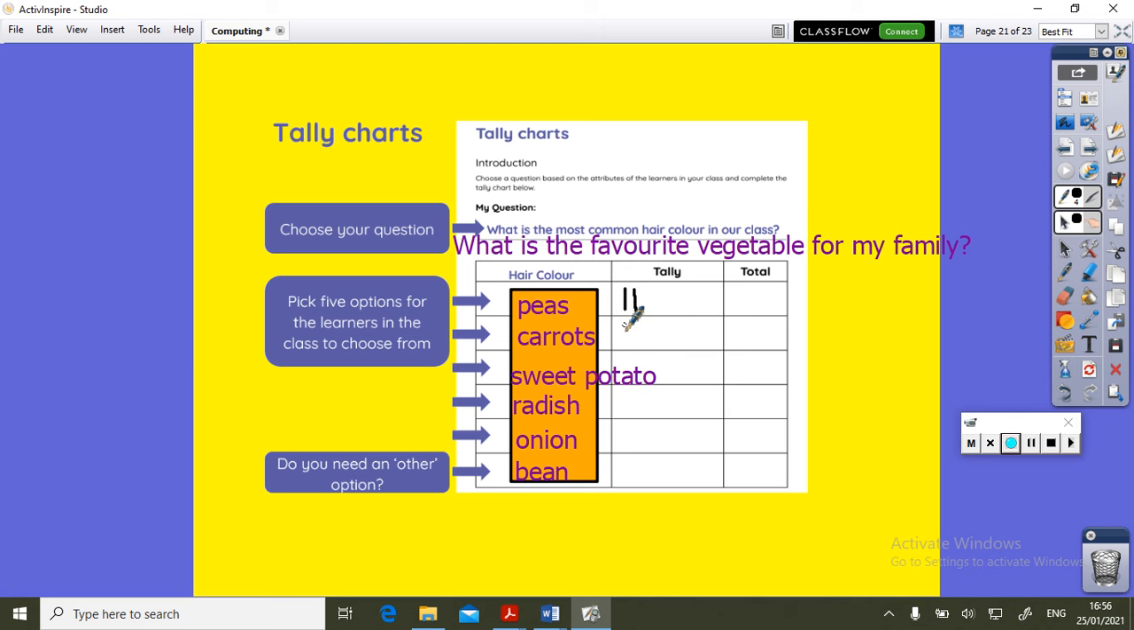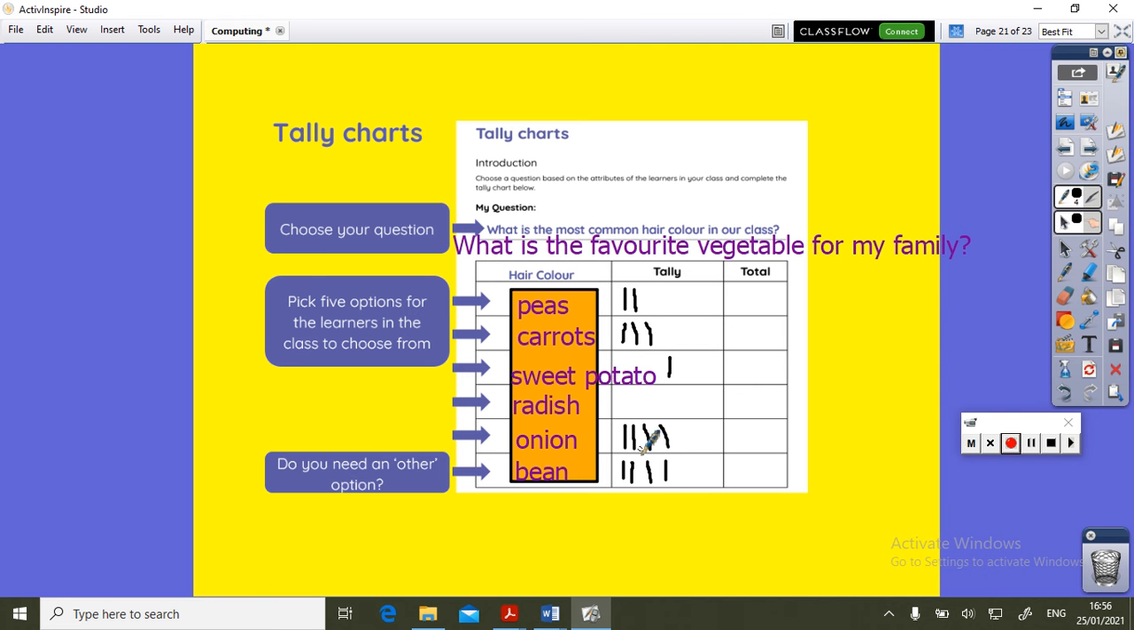I know that 3 people like carrots and 1 person doesn't. I know that only 1 person likes sweet potato. Nobody likes radishes. Onion, all 4 of us like onions. So I'm going to do 4 here. And for beans, it's the same. All of us like beans. So I can then calculate my tally chart.